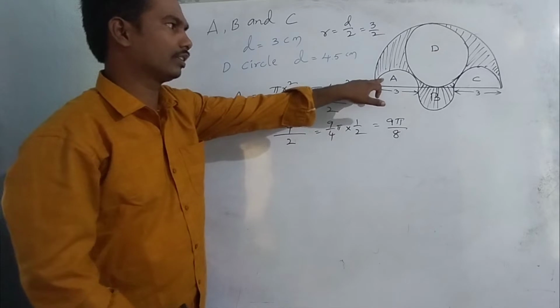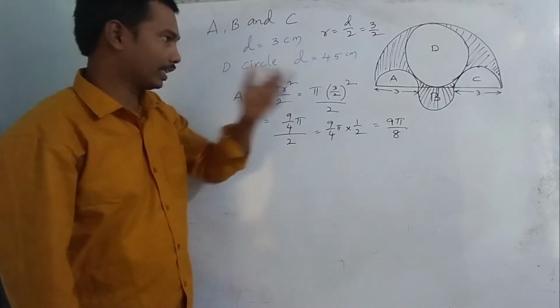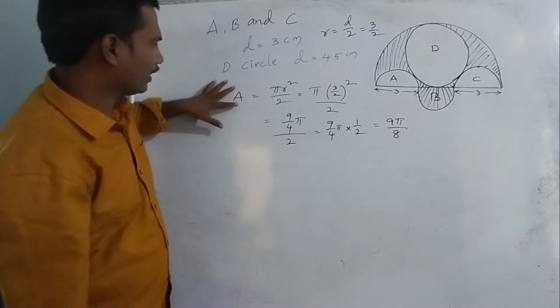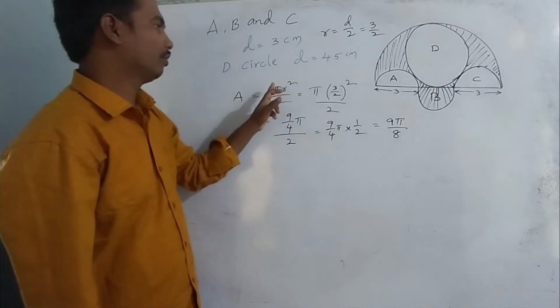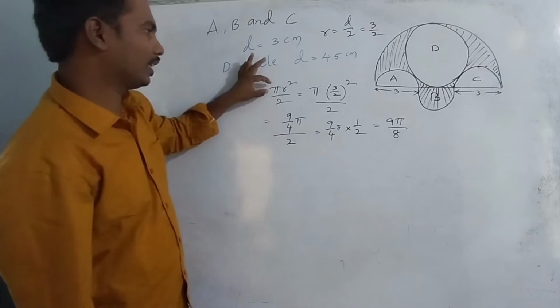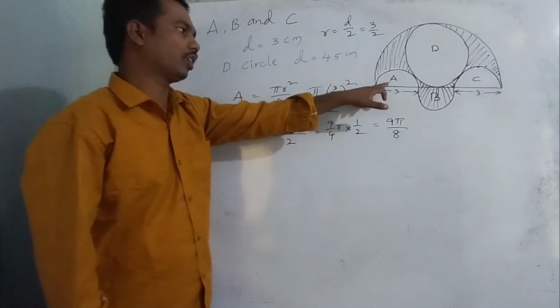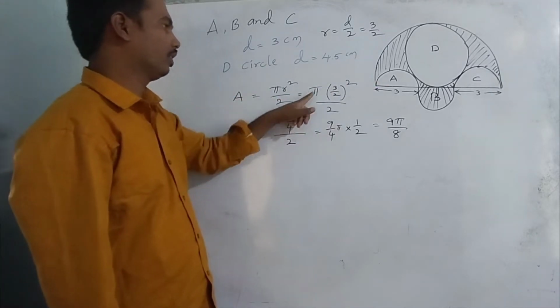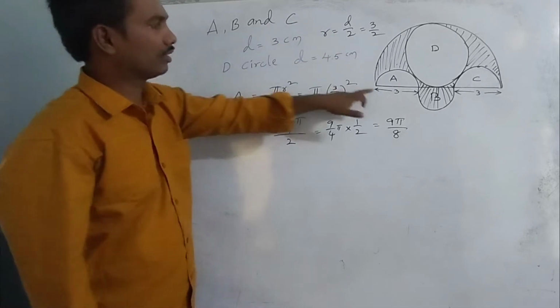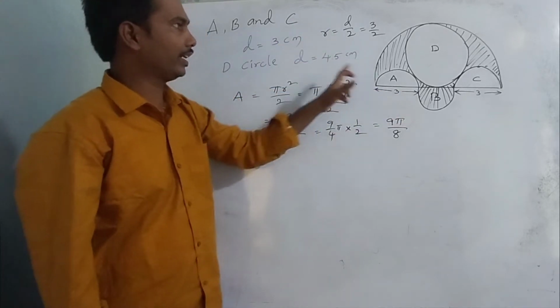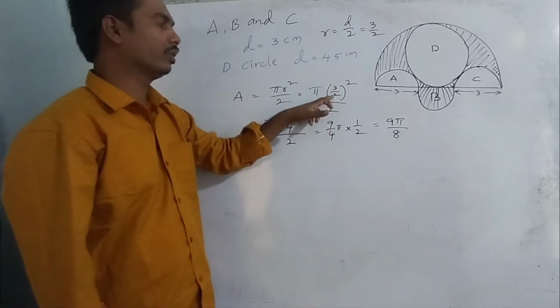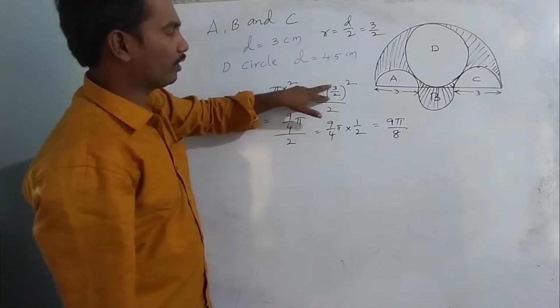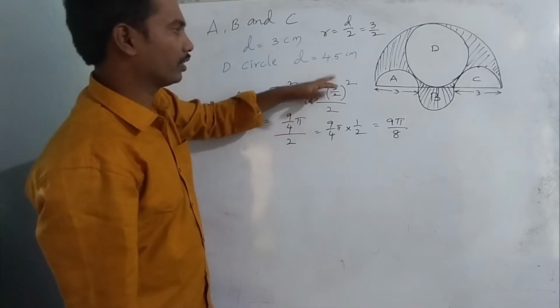Such semicircles, how many are there? A, C, B. So again A is the semicircle. Semicircle area is pi r square by 2. Actually circle area is pi r square, so semi means half of the circle, pi r square by 2. And the radius value: the diameter here to here is 3, so the radius, half of the diameter, is 3 by 2. So directly I am taking here 3 by 2. If you want to take that value as 1.5, then no problem, 1.5 into 1.5.